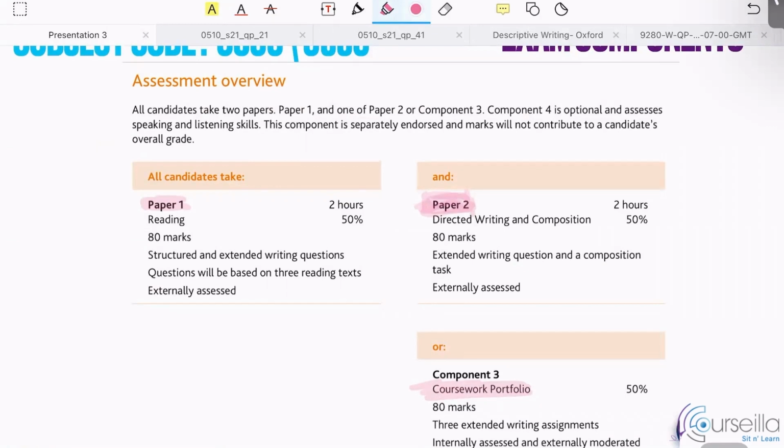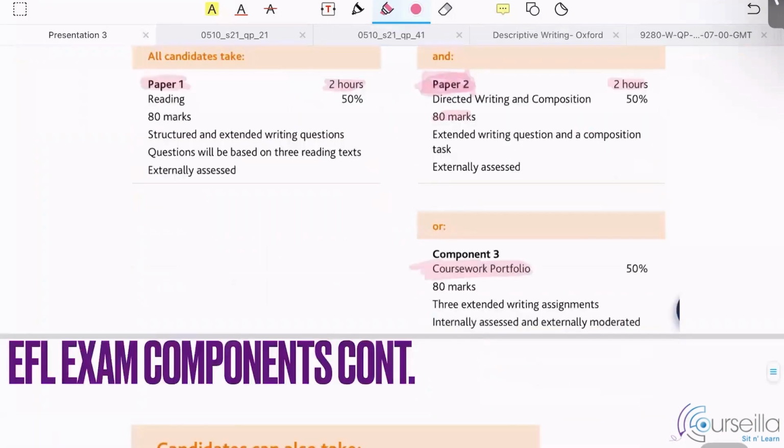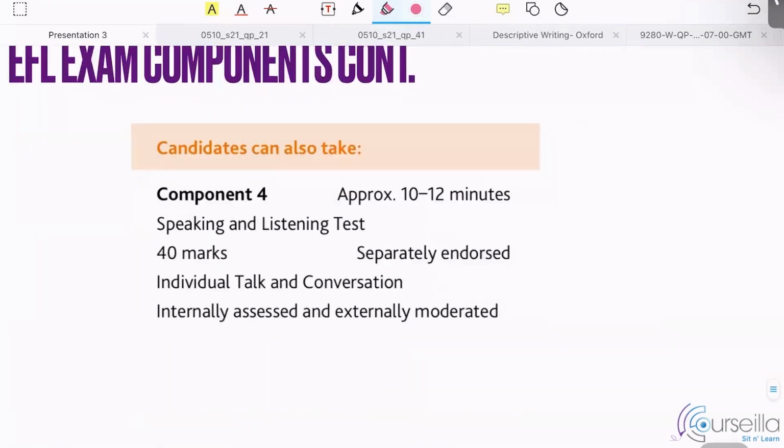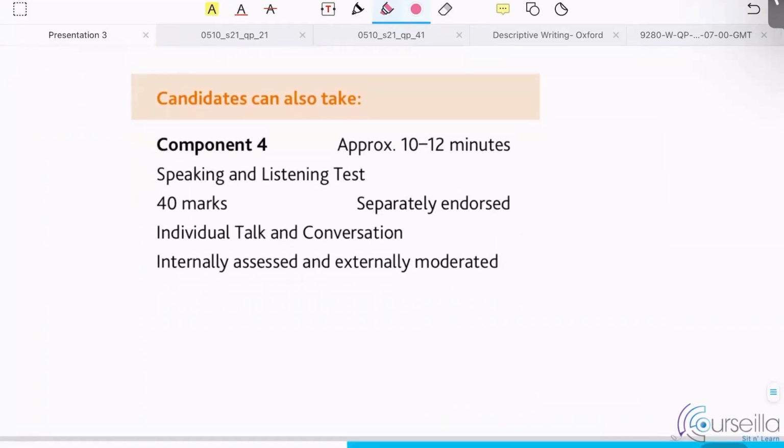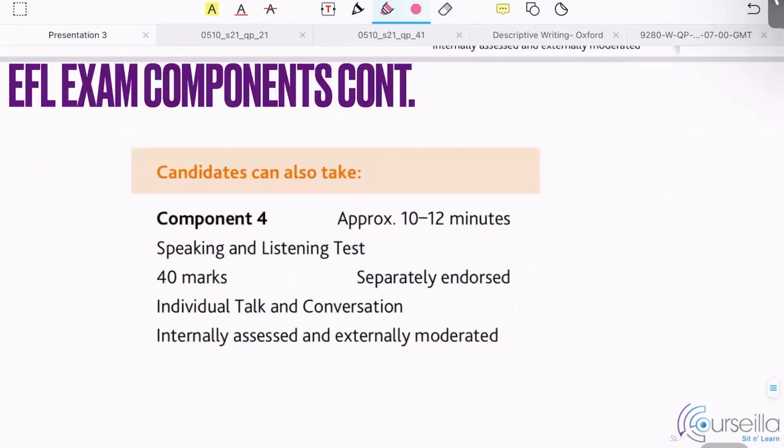Paper 1 reading is for 80 marks and lasts for 2 hours. Paper 2 directed writing and composition is for 80 marks and lasts for 2 hours. Do I have a speaking here? Yeah, I have a speaking here, and it's again done internally inside the school. It can be any speech, one that you've prepared beforehand, and you say it to the teacher, and the teacher is going to conduct the exam for you.